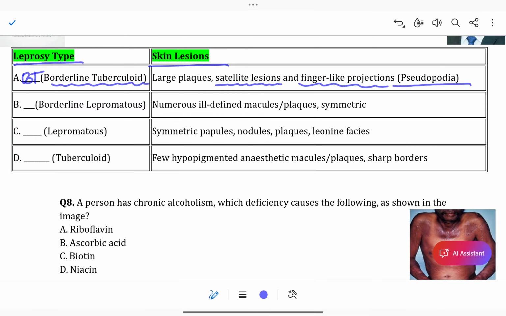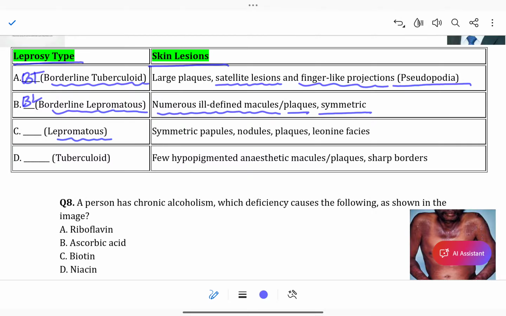Option B is borderline lepromatous. What is the definition of borderline lepromatous? Numerous ill-defined macules. Ill-defined means that the border is not clearly defined. It's a rough, undemarcated border. Plaques, and here it is symmetric. So that is borderline lepromatous. The abbreviation is BL.